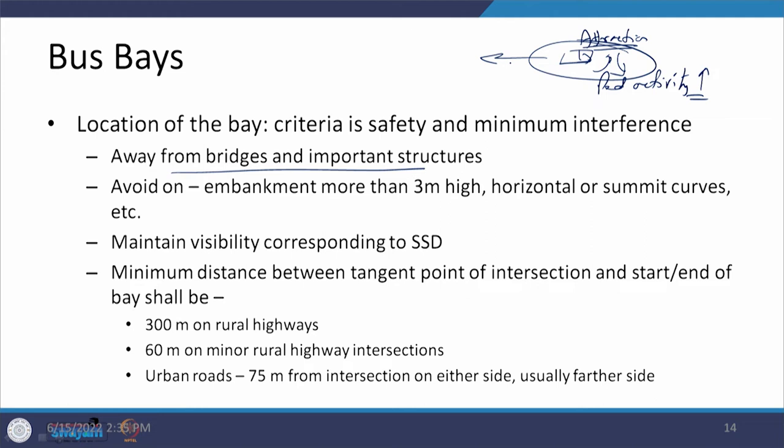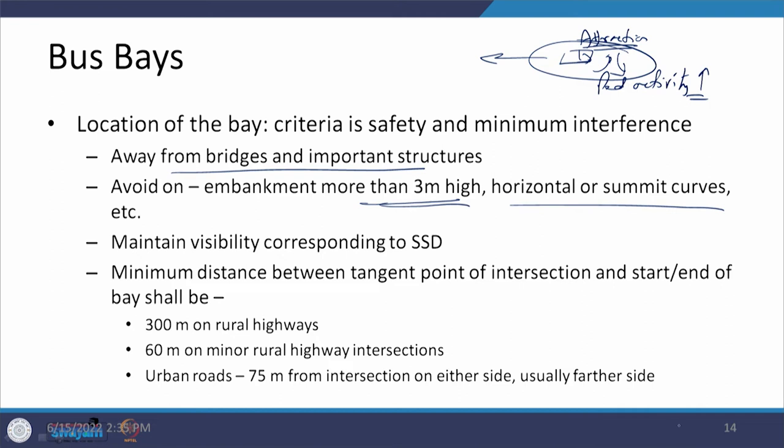The same is in the case of bridges. On the bridges we should not do it, because a bridge is already having a restricted carriageway. Even in the case of embankments which are quite high, say more than 3 meters high, the bus bays are not provided. We should try to come to the normal flat, leveled surface, as soon as that path comes down, or on the horizontal or summit curves, because of the curvature and the visibility requirements. We should again not think of providing the bus bays at these locations.